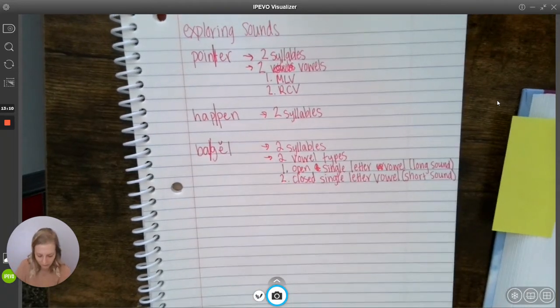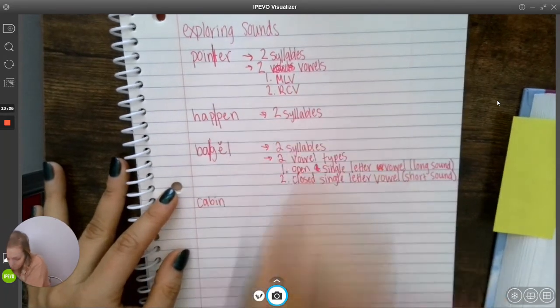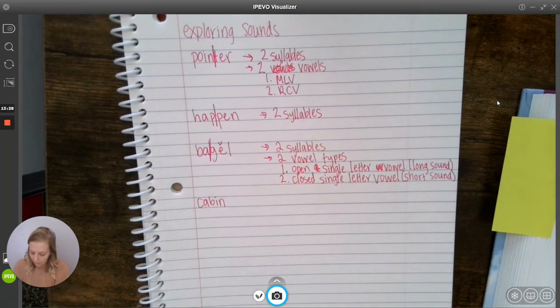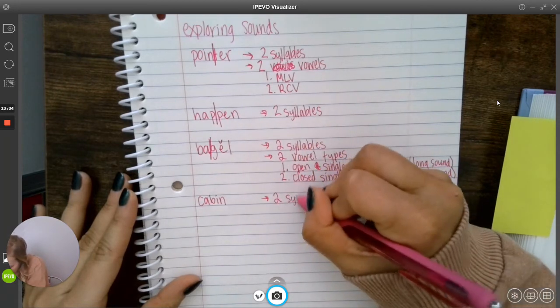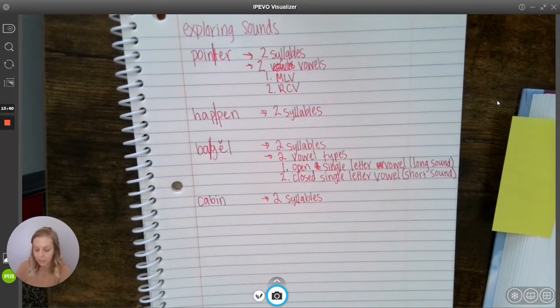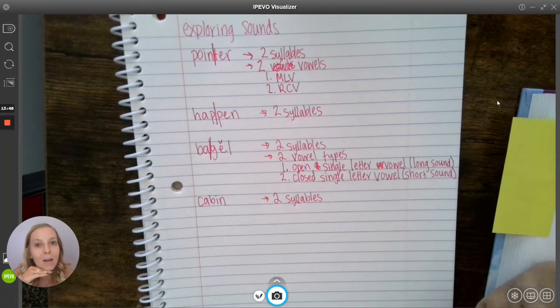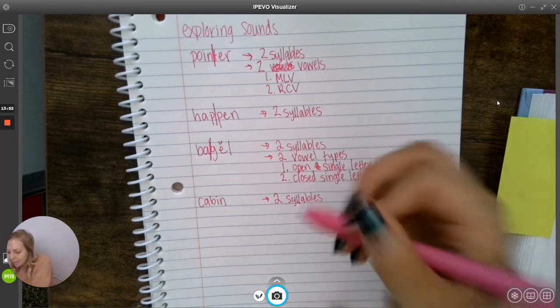Okay, next word is cabin. Say cabin. Good. How many syllables are in cabin? 2. Good job. Let's write cabin. Cabin. Okay, so cabin has 2 syllables. And what type of vowel types do you see in this one? Ready? Looking at my chin. Cabin. It's really similar to this one. So we have 2 vowel types again.